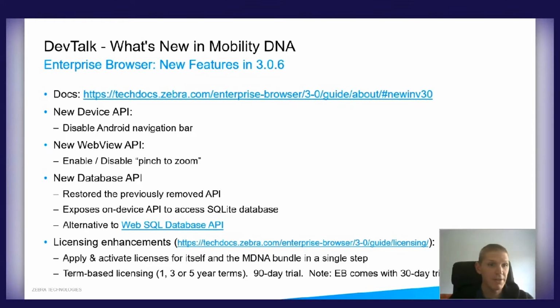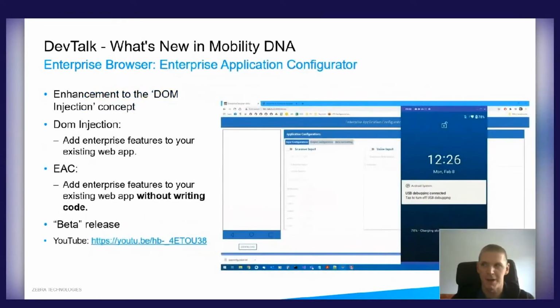There have also been some licensing enhancements, the ability to register for a 1, 3, or 5 year term for your license rather than a perpetual license. I'm not sure about the prices. The licensing of EB is still done through the standard Zebra licensing mechanism. So more details are available in that link, or on TechTalks there. There's a trial license. Licensing is never the most interesting thing to talk about, so that's all I'm going to say about that.